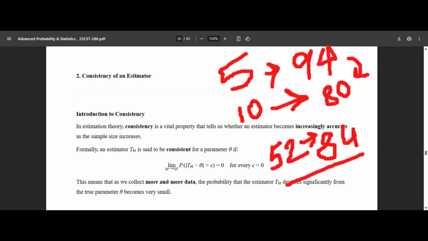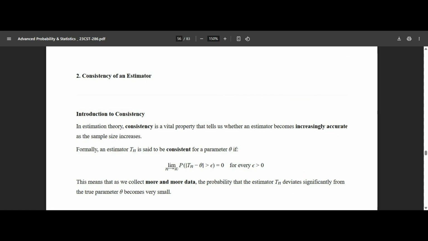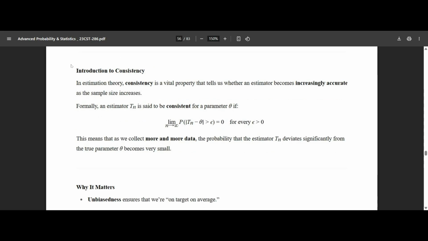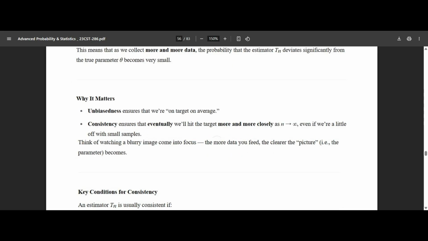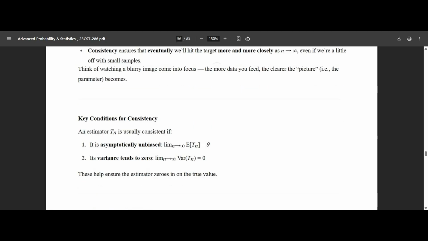So what does this mean? This means that as the sample size increases, first it was 5, then 10, the accuracy keeps increasing. Okay, that's why we must see this consistency thing. Okay, so why does it matter? Unbiasedness ensures that we are on target on average, and consistency ensures that eventually we'll hit the target more and more closely as n tends to infinity.